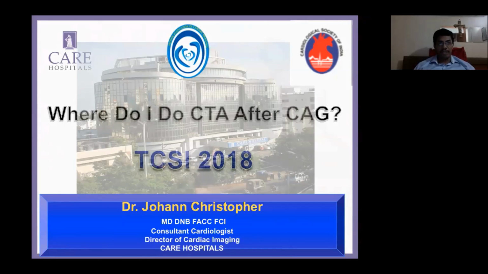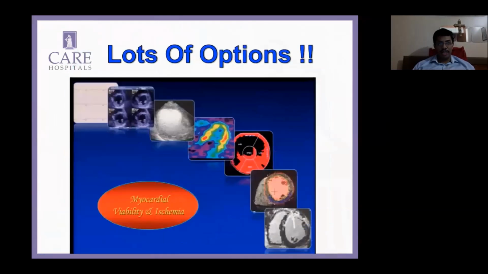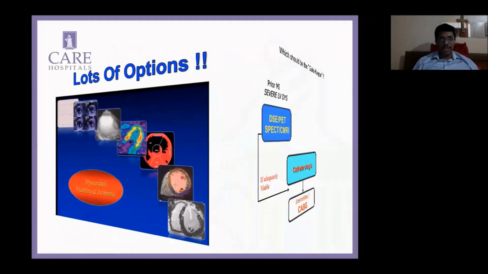So today I will be talking about where would I do CTA after CAG. It's a rather controversial and complicated issue because, as we know from guidelines, CT is traditionally used in some situations, which I'm just going to enumerate. And when we have a lot of options in terms of imaging, I think as cardiologists, we must be very selective and also discerning which one to use in what situation, depending on the specific clinical question that has to be answered. Because there's a plethora of good imaging techniques available in the market today, we need to make sure we're choosing the right one.